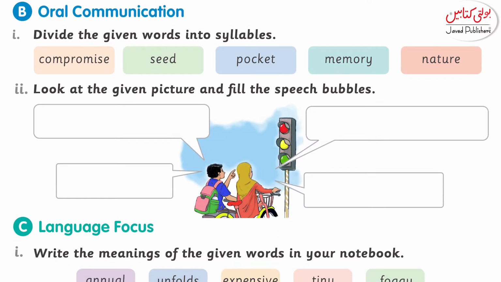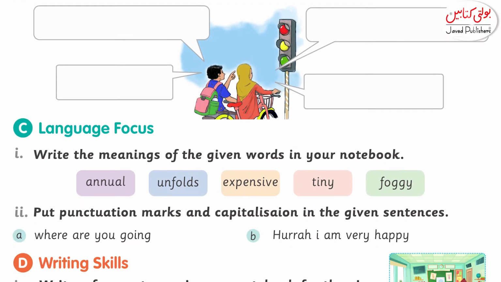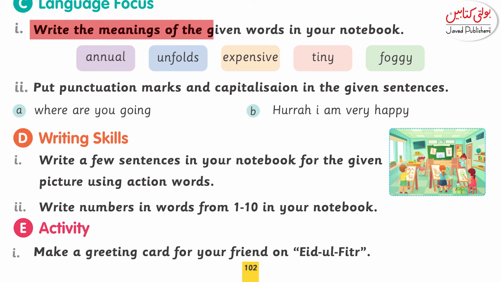Now, second question, Oral Communication. Divide the given words into different syllables. Number 1 is compromise, 3 syllables. Second word, seed, 1 syllable. Pocket, 2 syllables. Memory, 3 syllables. Nature, 2 syllables.